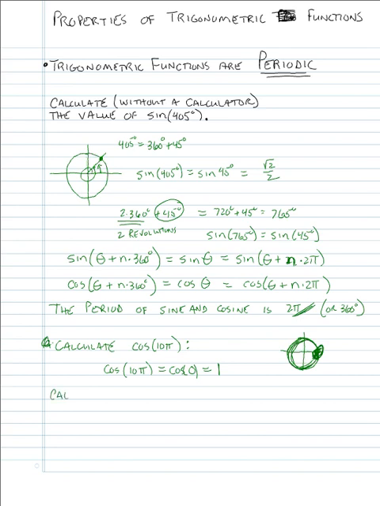Okay, we could also see something that says calculate, let's say, the cotangent of 13 pi over 6.